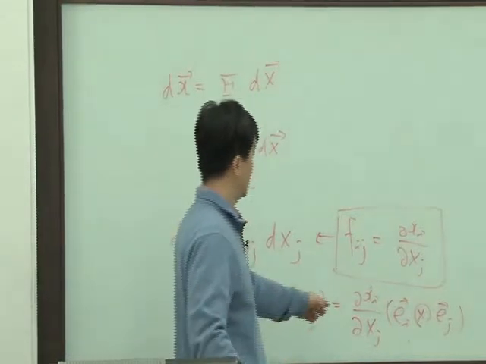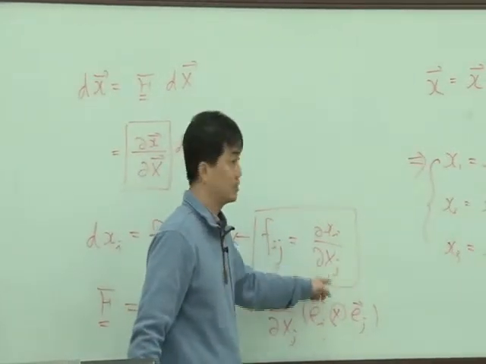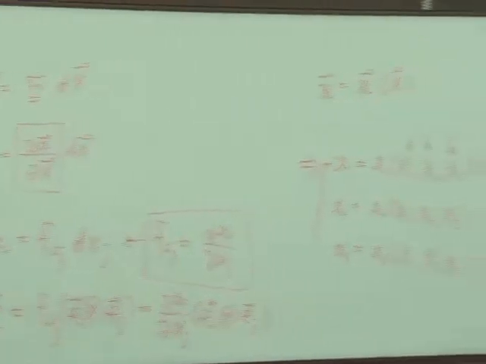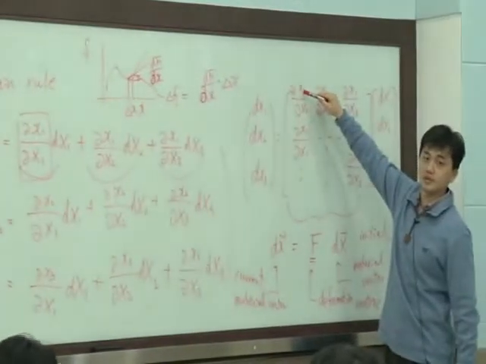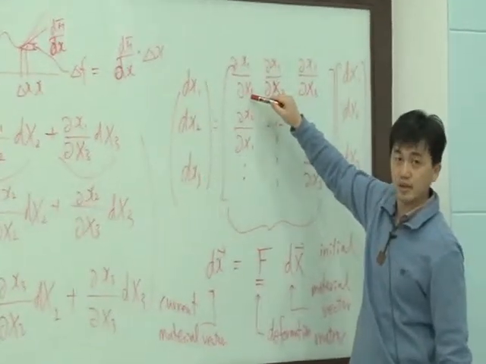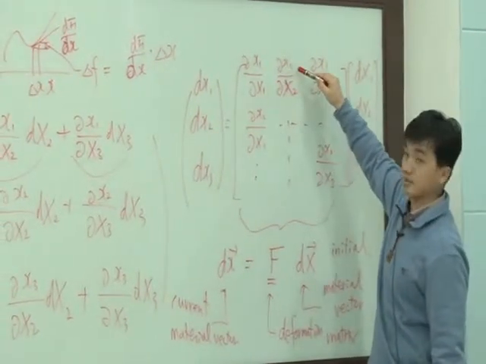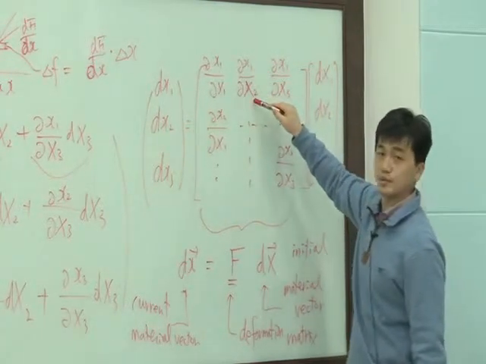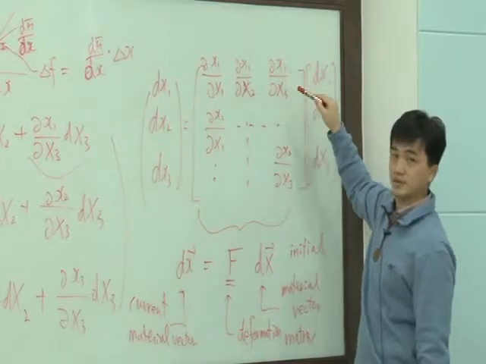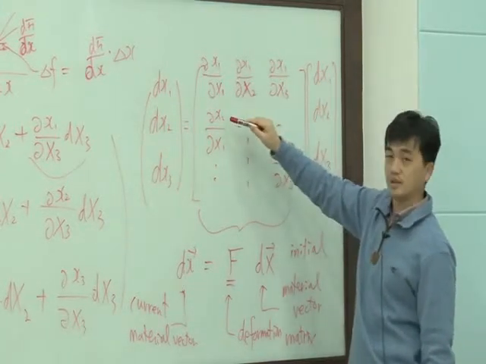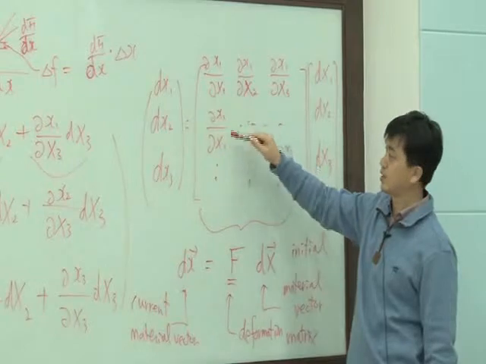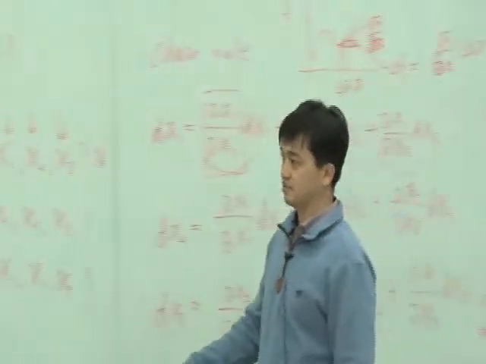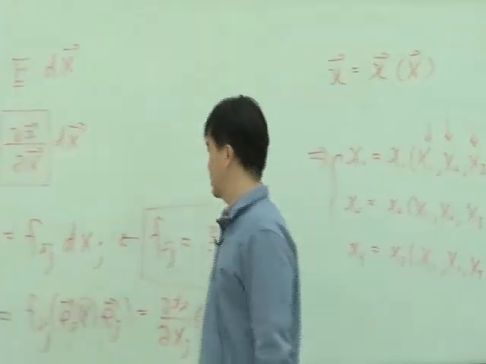Now, let's look at this, dx_i over dX_j here. This is the case i equals 1, j equals 1, right? This one, i equals 1, j equals 2. i equals 1, j equals 3. i equals 2, j equals 1. So this makes sense and it's correct.